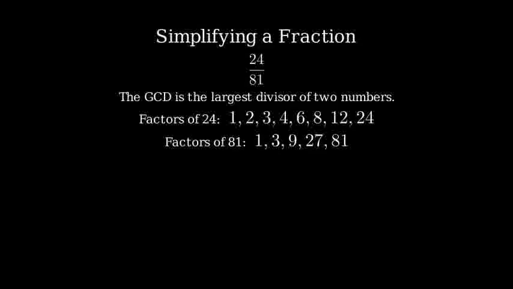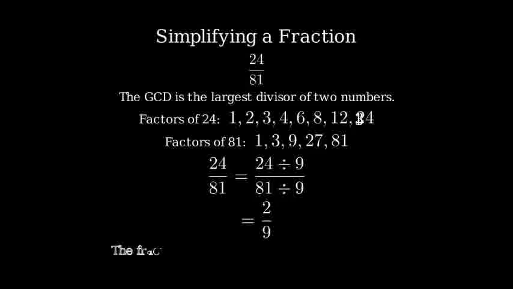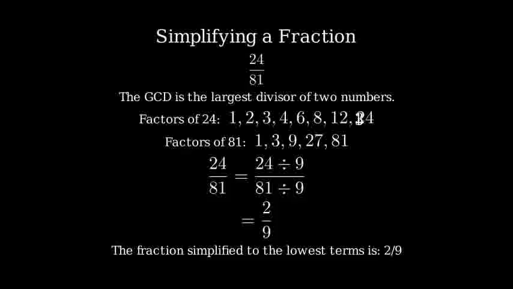To find the greatest common divisor, or GCD, we take the largest number that appears in both sets of factors. In this case, the largest common factor is 9. So 9 is our GCD. Now, let's simplify the fraction using the GCD. We take both the numerator and denominator of our original fraction and divide each by the greatest common divisor, 9. This means we're left with a simplified expression of 2 over 9.